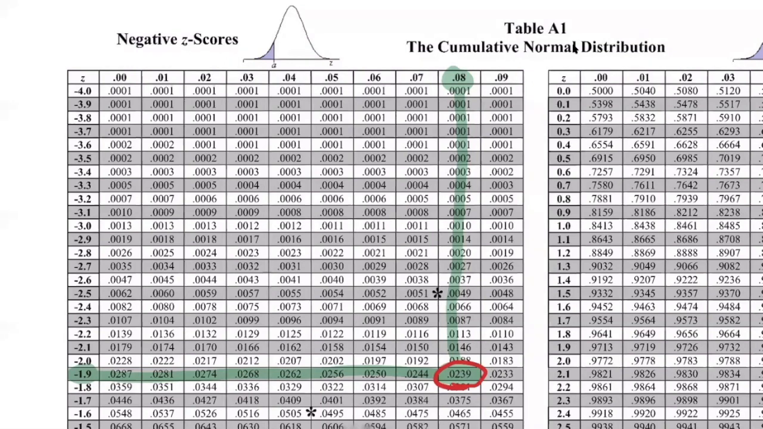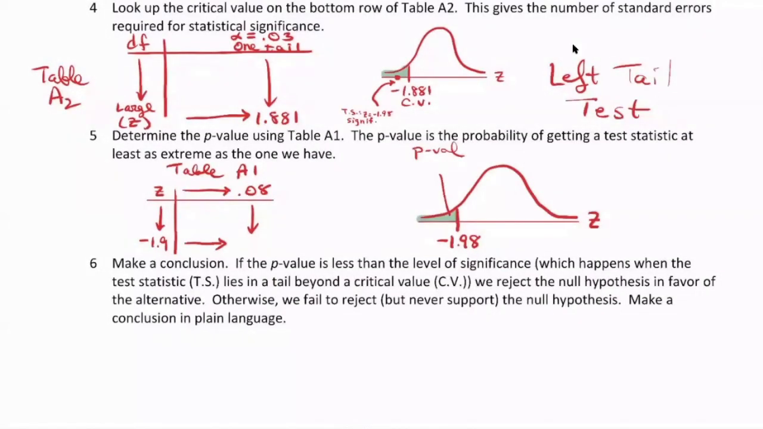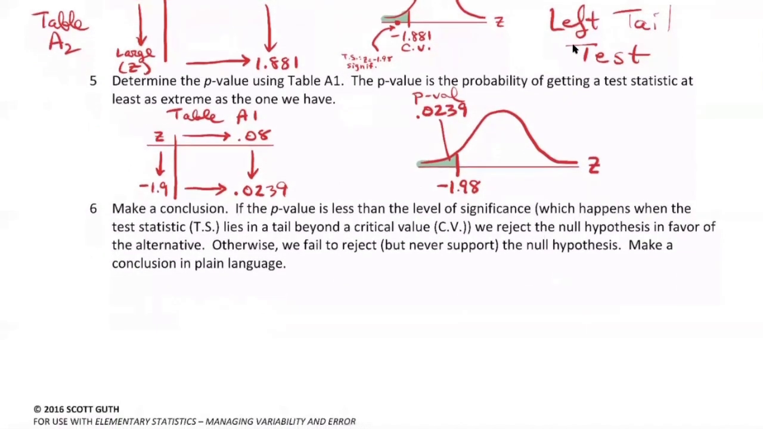All right, so 0.0239. That's our p-value. Any questions? Okay, and then you can make your conclusion, same as before. So our p-value is 0.0239. I'd consider that statistically significant, and it's less than 0.03, which is our alpha, the level of significance given in the first step.